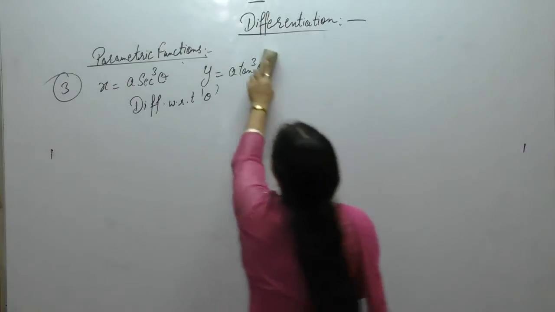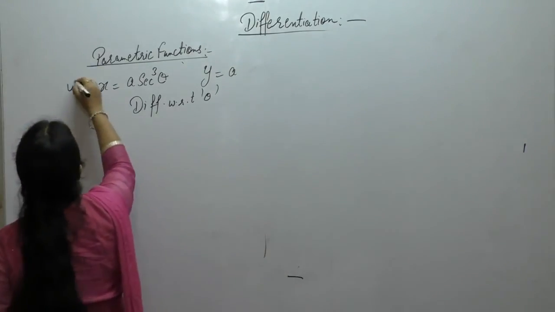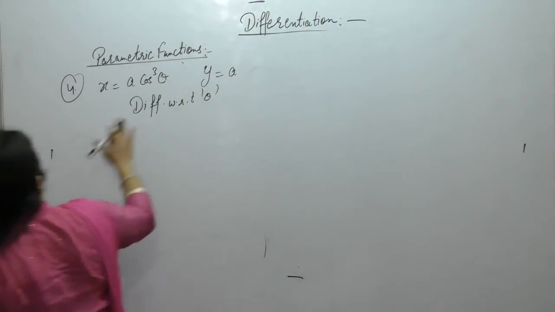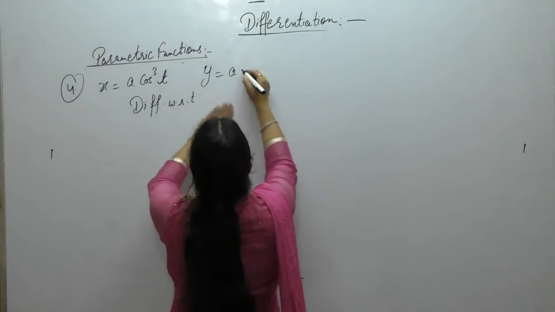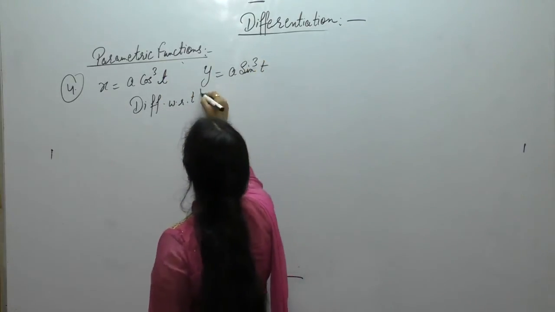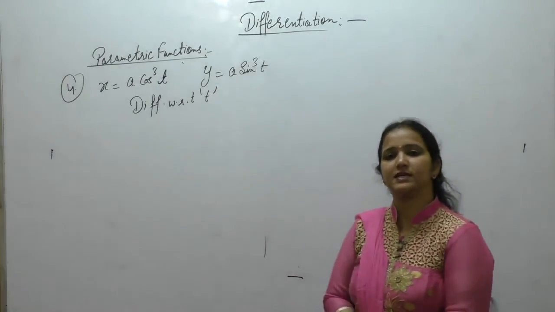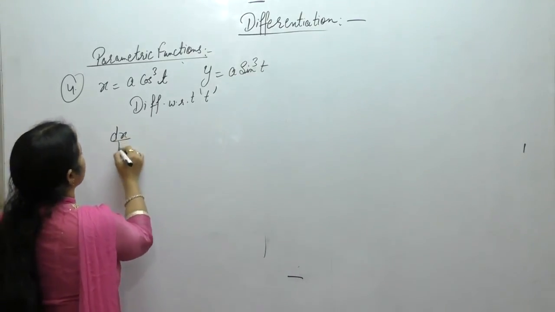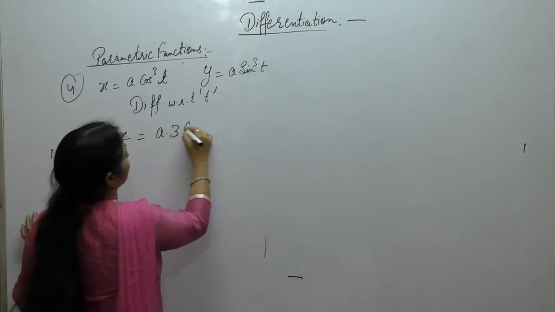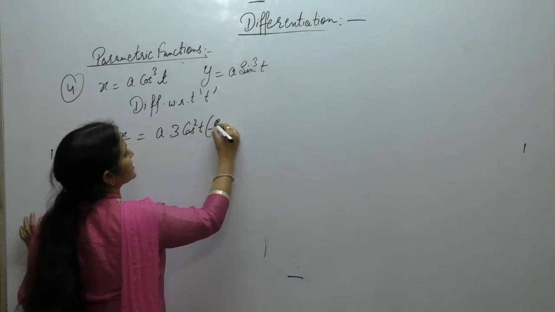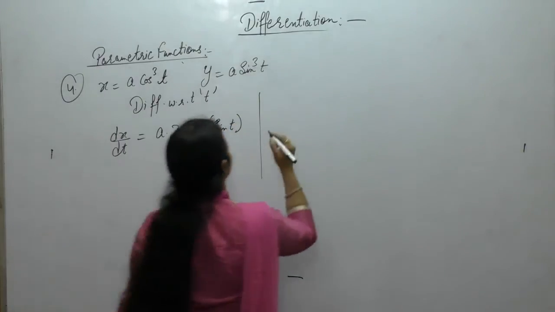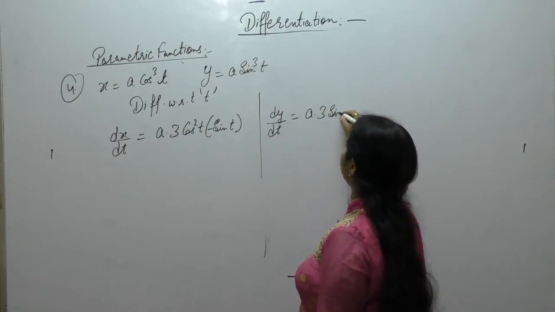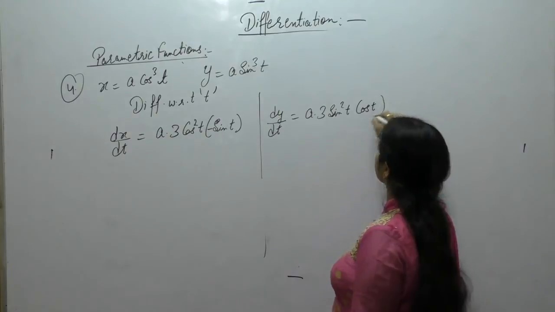Next is find dy upon dx if x is equal to a cos cube t and y is equal to a sin cube t. Now the function is with respect to t, so take the differentiation with respect to t here. So dx upon dt, a 3 cos square t, derivative of cos is minus sin t. Now dy upon dt, a 3 sin square t, derivative of sin is cos.